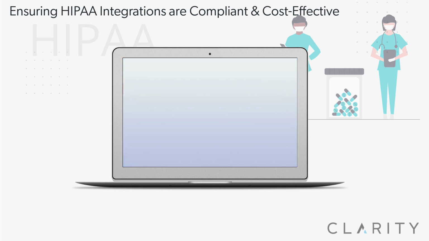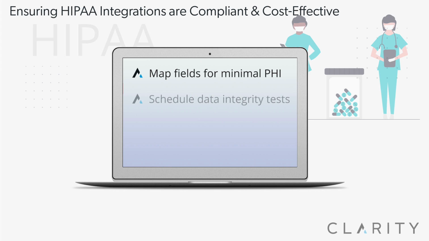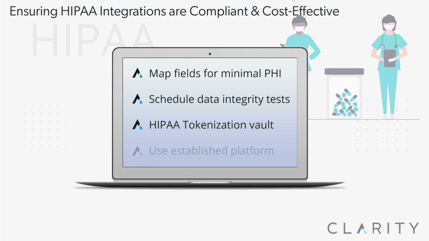So again, a quick review. Number 1, map the minimum number of fields for your PHI transfer. Number 2, schedule automated data integrity tests. Number 3, deploy or use an isolated HIPAA tokenization vault. And number 4, leverage standard API frameworks to help lower your integration costs.